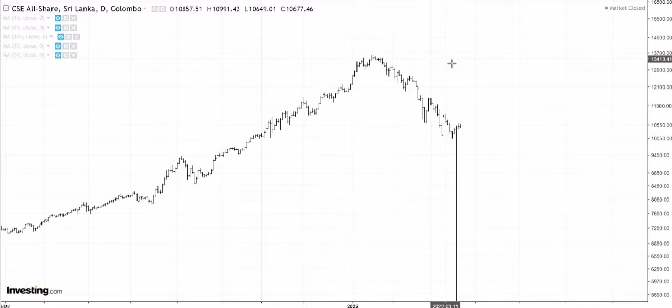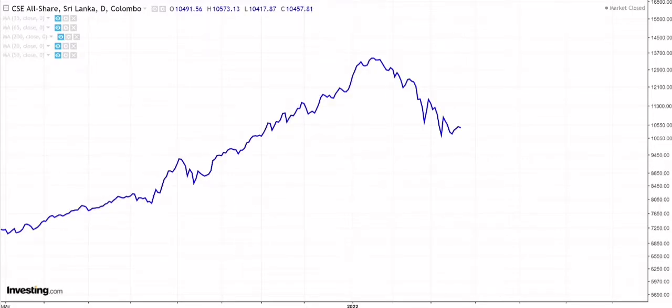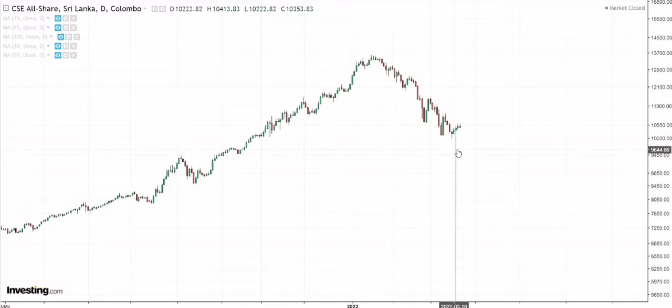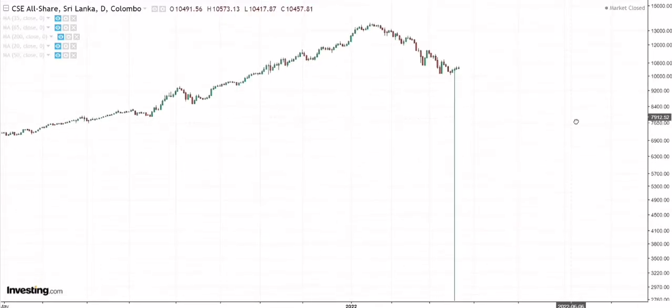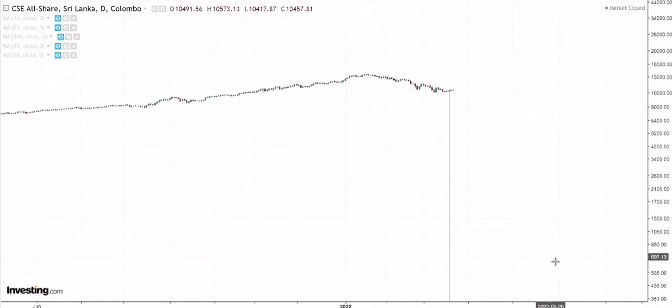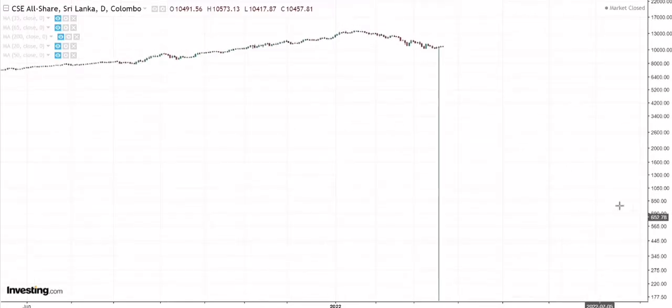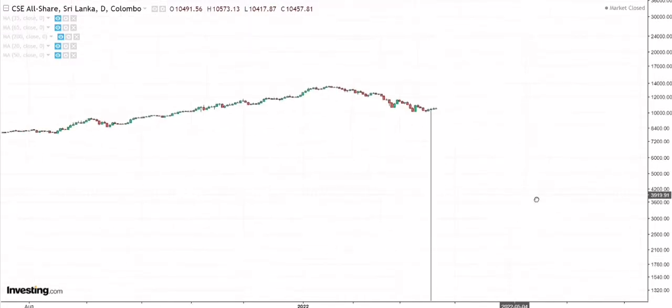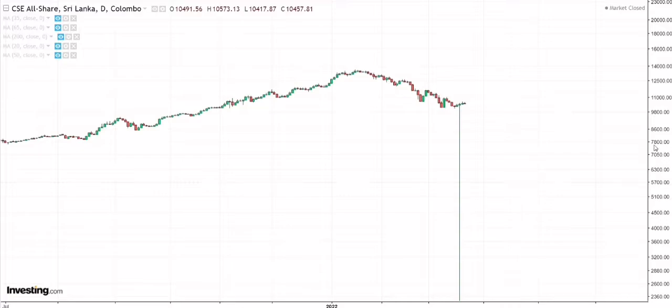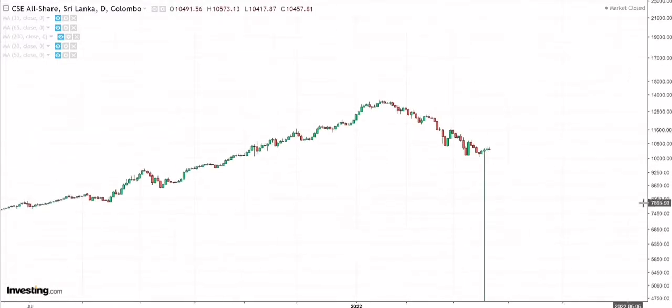Let's quickly go through the All Share Price Index. Let's start off with the daily chart. Just ignore this long wick over here. Just look at the candlestick. Ignore this part because it's a glitch on the chart. It literally goes till zero. I think investing.com will probably correct it very soon. Ignore that part and let's just focus on the candles over here.